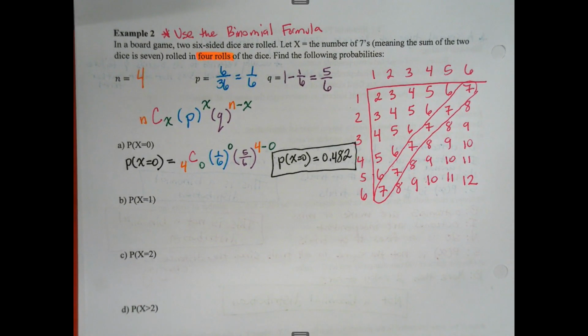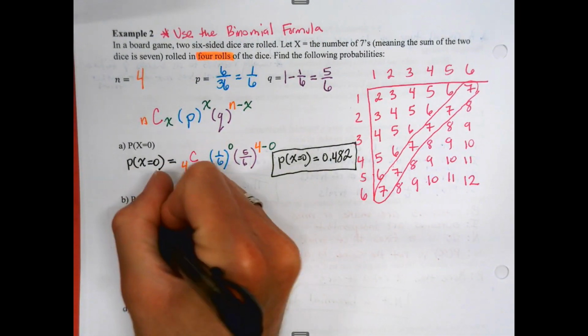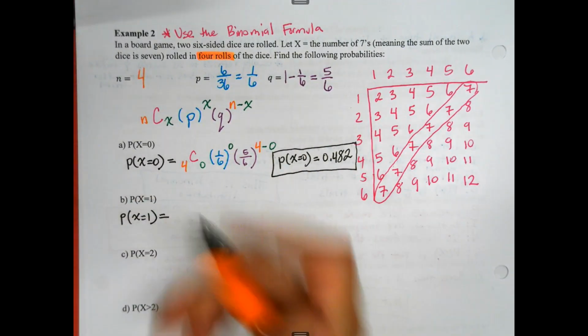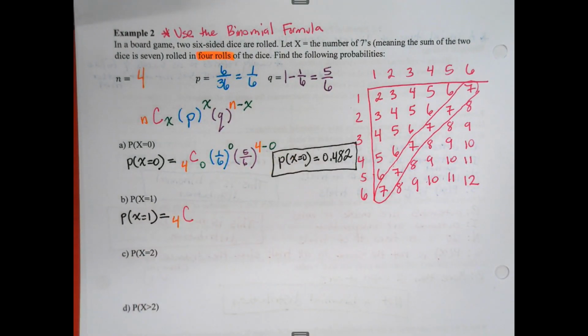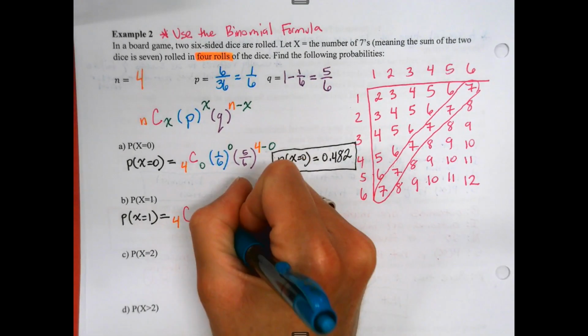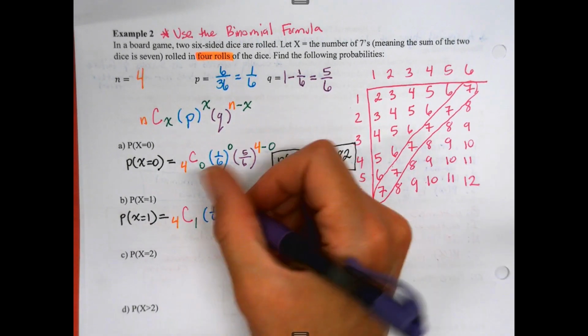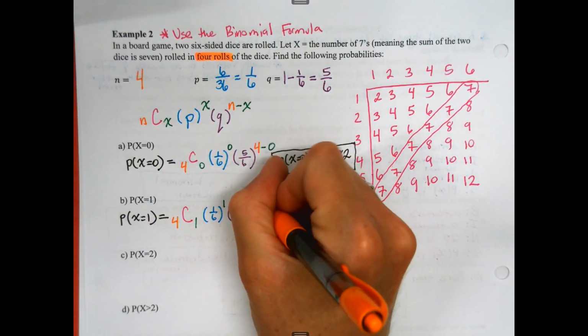For the probability that x is equal to 1, we want to do the exact same thing. The only thing that's going to change is that our x value is now going to be 1 instead of 0. We will have 4C1 times 1/6 to the power of x, which is 1, times 5/6 to the power of 4 minus 1.